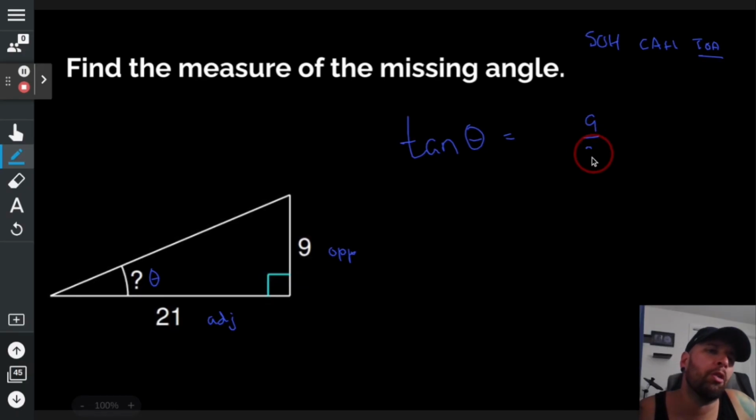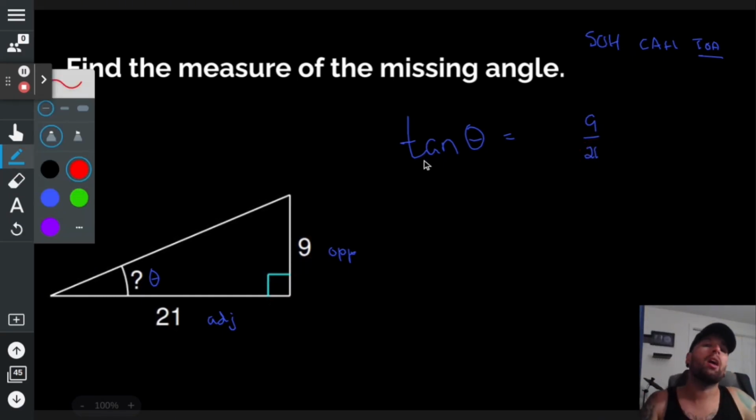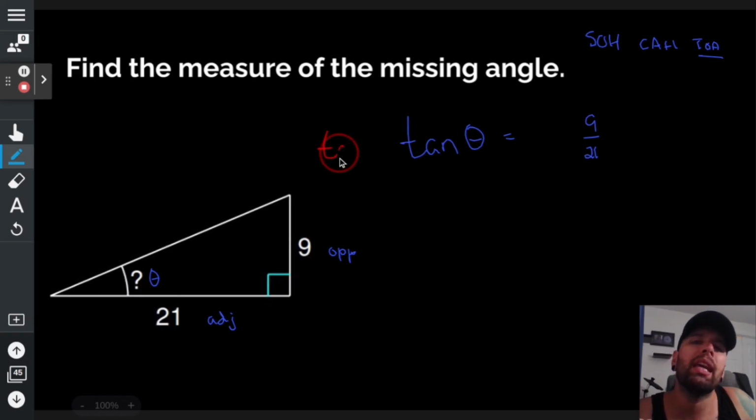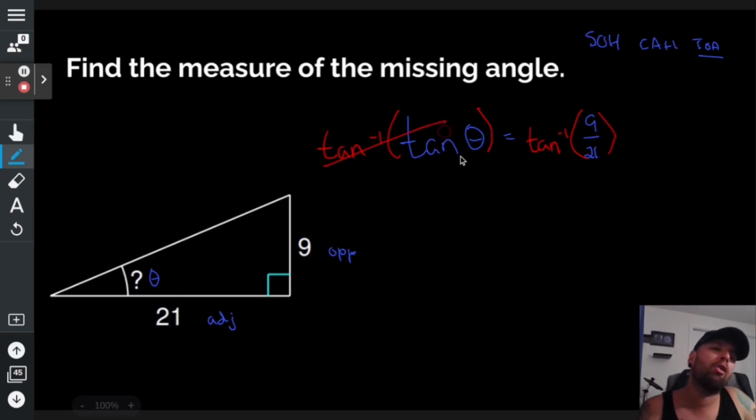If you're wondering why I whispered to myself to leave some space, it's because I need to find theta. I don't have theta. I have tan theta. Tan's in the way. How do I get rid of a tan if the tan is blocking theta from being alone? The inverse trig function, and I'm going to do that to both sides. So I'm going to inverse tan both sides. Look at me leaving some space. That crosses tan out, and theta is now by itself.